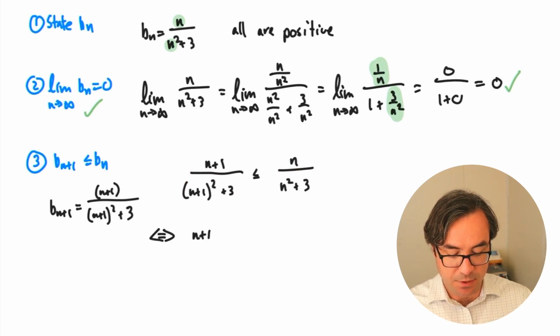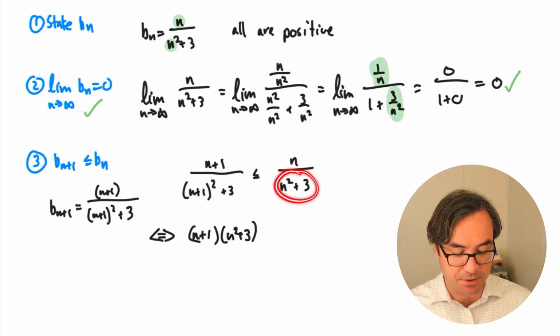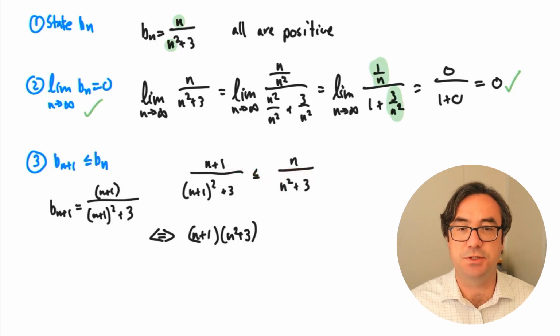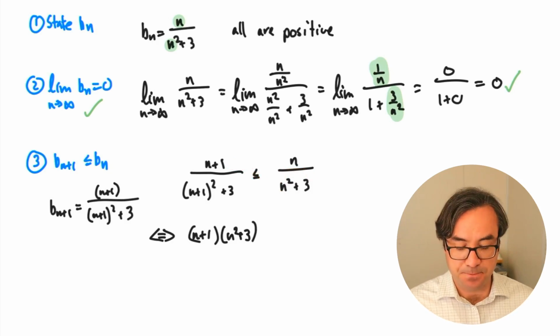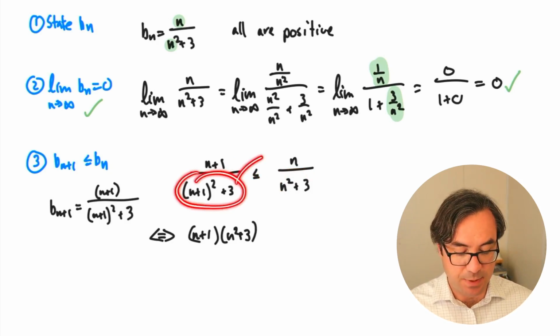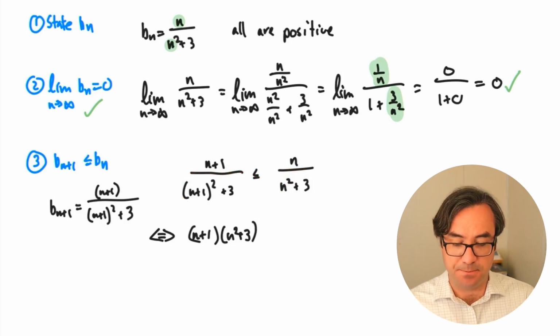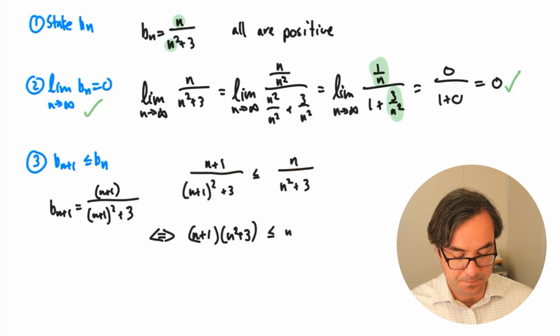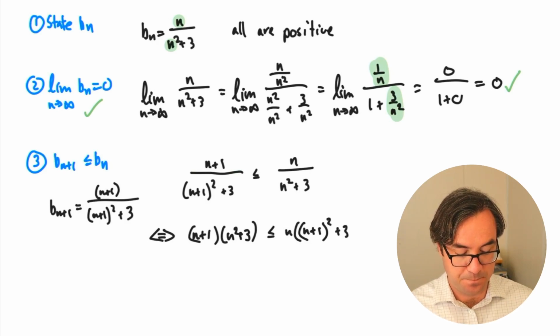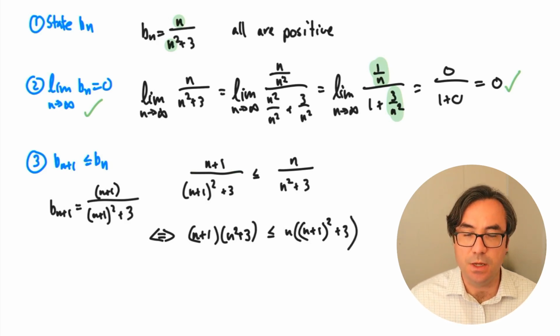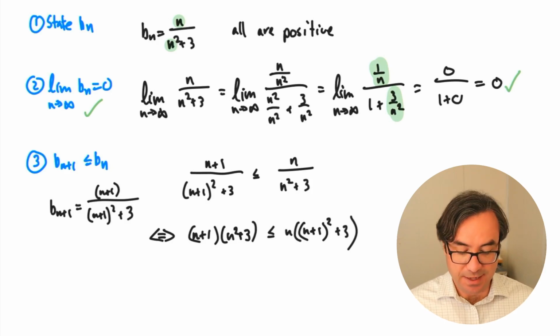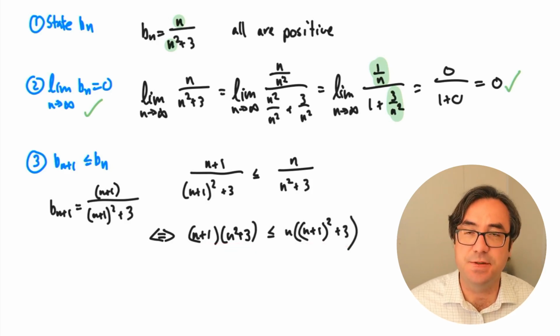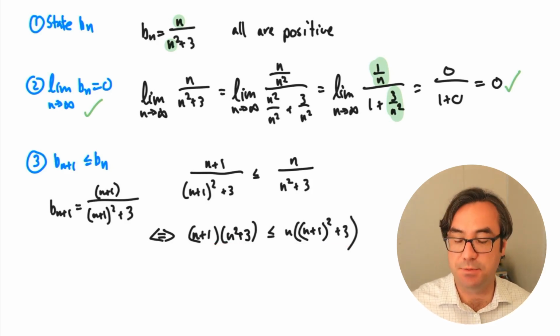So I'm going to have n plus 1 times the denominator from the other side. So I'm going to multiply the n squared plus 3 on both sides. And then I'm going to multiply both sides by the n plus 1 squared plus 3. Okay. And now, if you're ever getting stuck, still not altogether obvious here, just multiply things out. So let's do that. Let's multiply things out here.